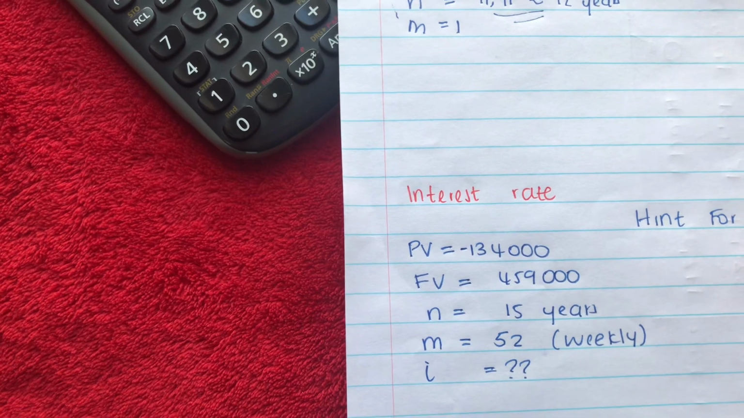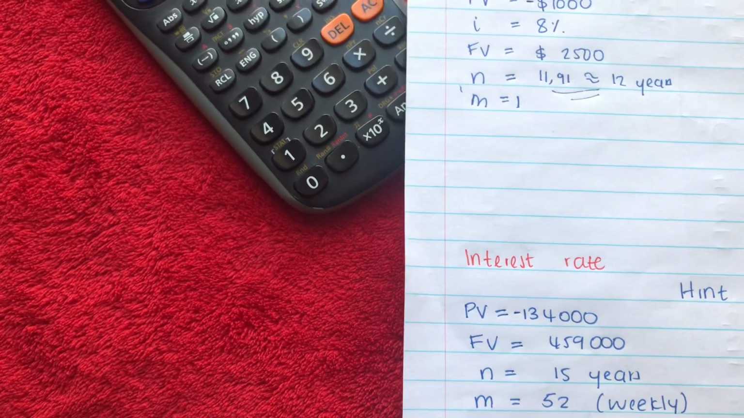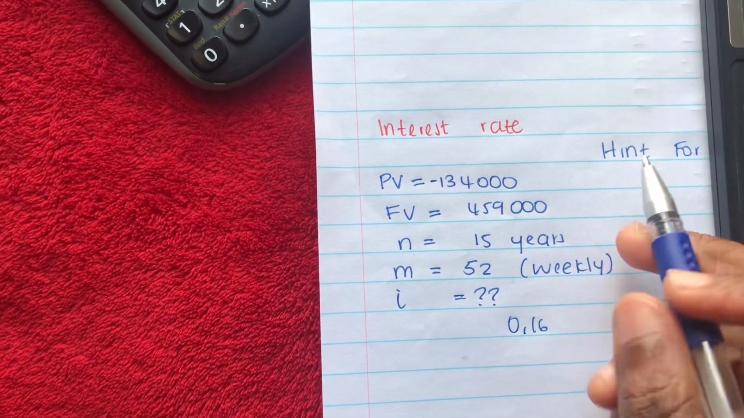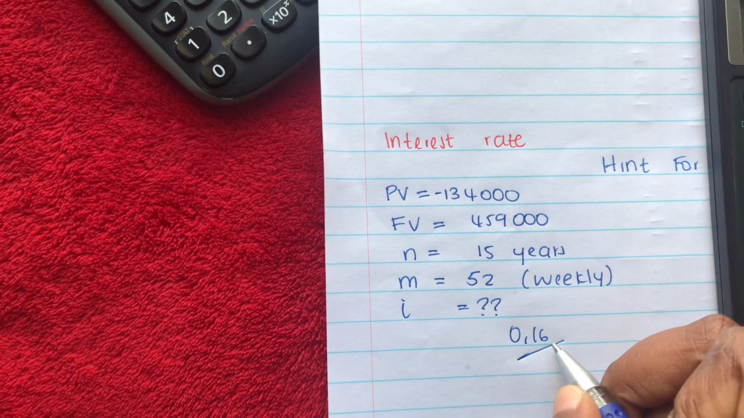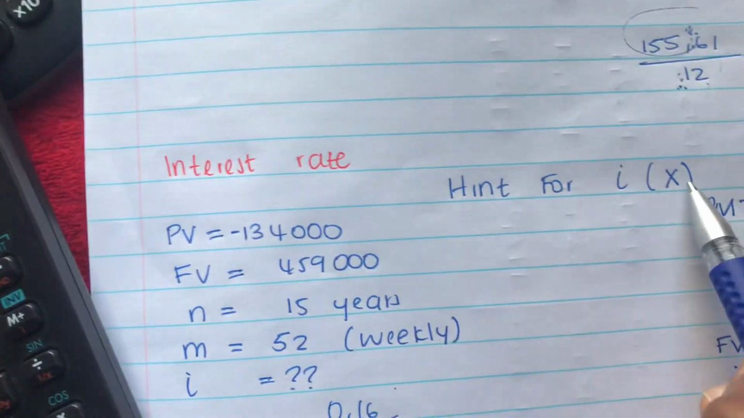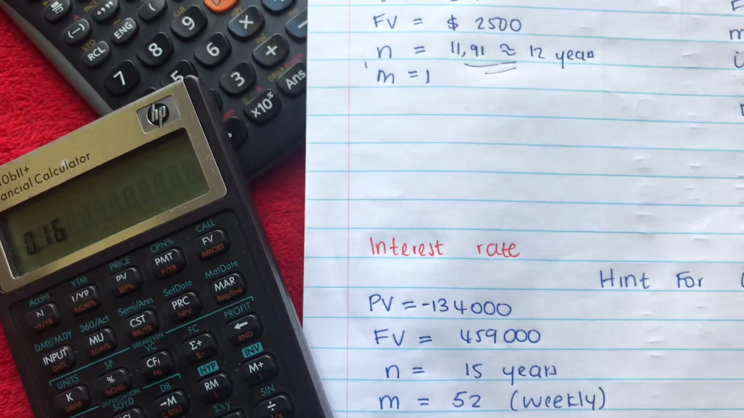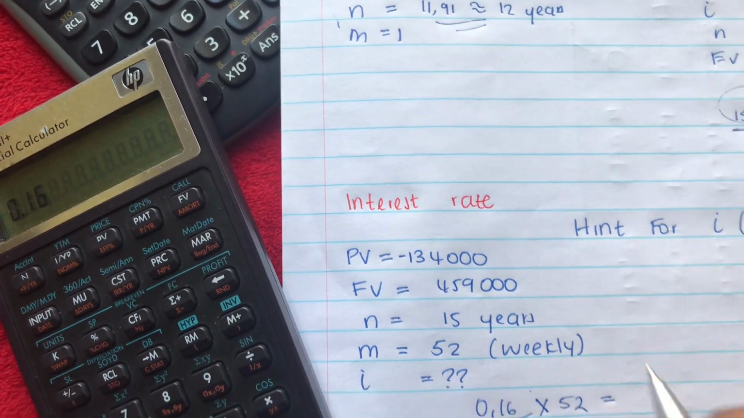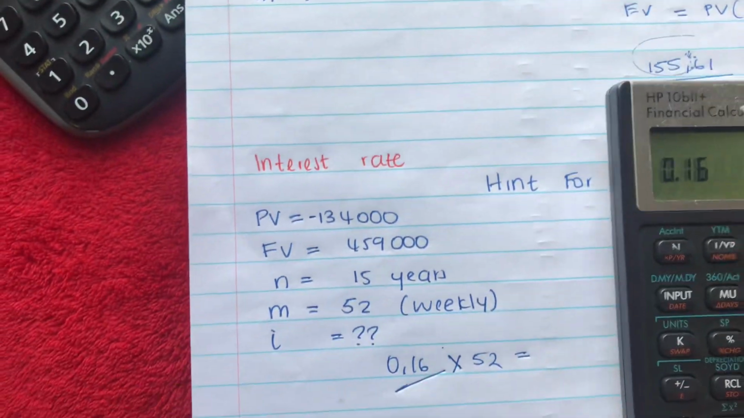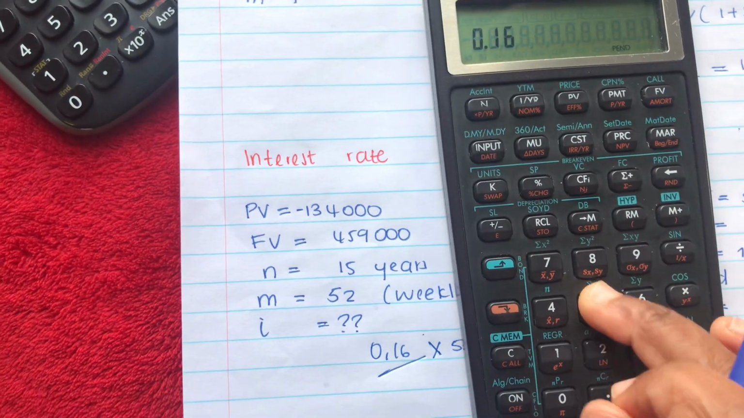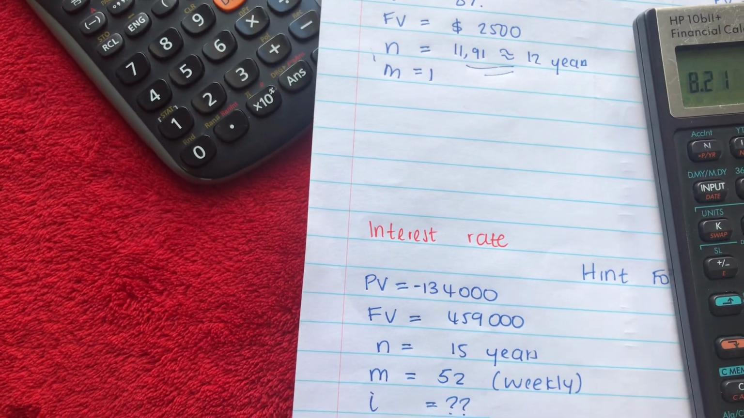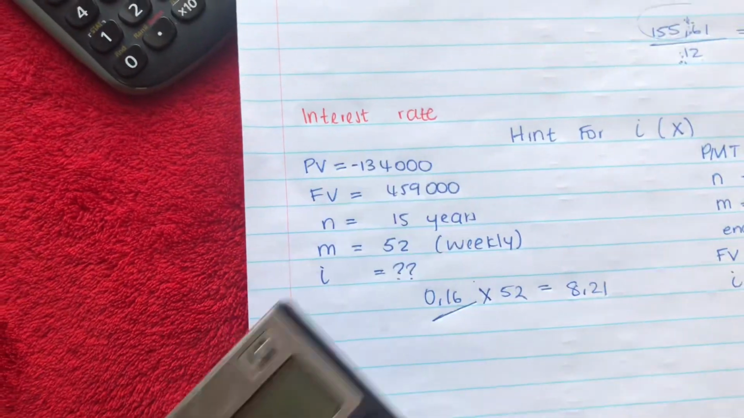Then we need to calculate the interest. Our interest is 0.16, but it is based on a weekly basis. To find the yearly interest, as the hint says, we need to multiply. So we say times 52 to get the interest. So we say 0.16 times 52 to get our interest, which is 8.21. So that's our interest.